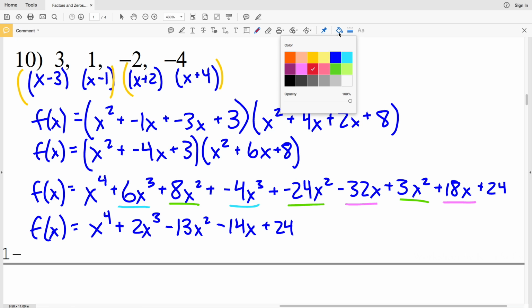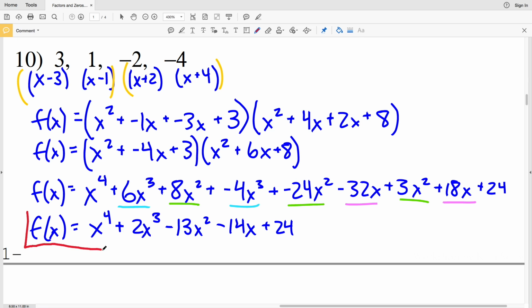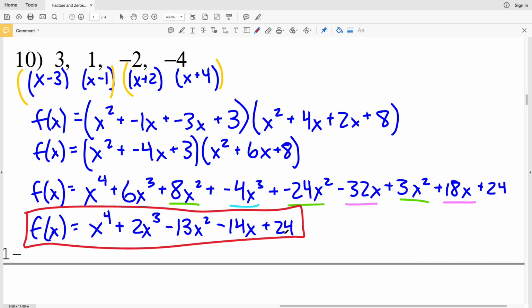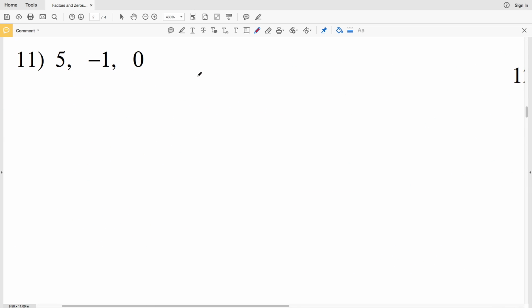So my solution in number 10 is the function of x equals x to the 4th plus 2x cubed minus 13x squared minus 14x plus 24. That's the function of least degree when the zeros are 3, 1, negative 2, and negative 4. Continuing on to number 11.